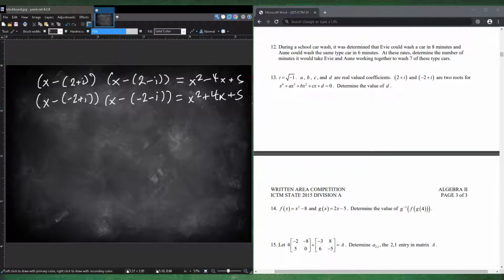So then, since they're looking for D, we don't really have to multiply these out. D is the constant term. The only constant terms are these two. So when we're multiplying these, that means we just need to multiply these two. So that's 25. So our D is 25, and that's it. So our answer for 13 is 25.